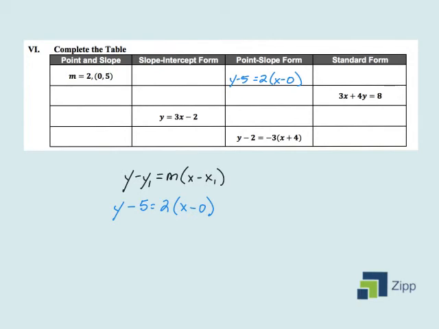Now once I've got something in slope or point-slope form, it's really quite easy to turn it into slope-intercept form. I'm going to start by distributing the slope to the two terms inside of the quantity. So I'll have y minus 5 equals 2x plus 0. Now I'll take and add 5 to both sides because I'm solving for y. And y is going to equal 2x plus 5. And that's in y equals mx plus b form, slope-intercept form.